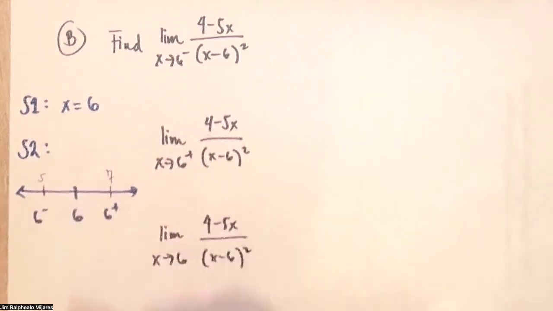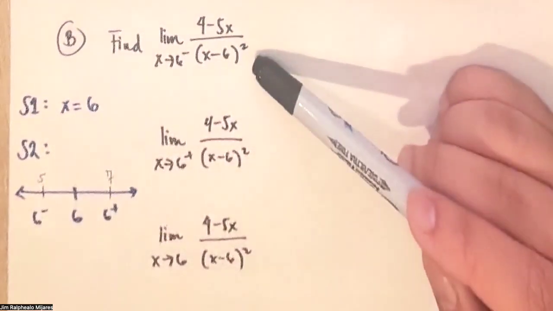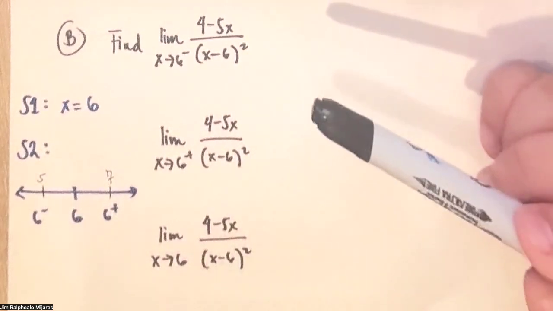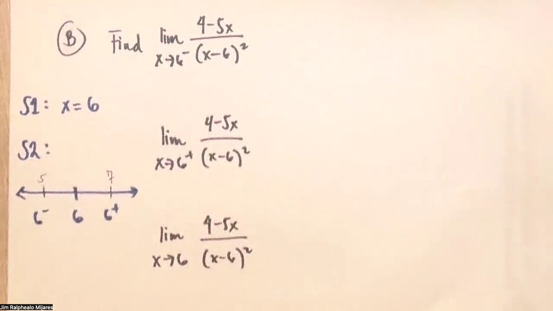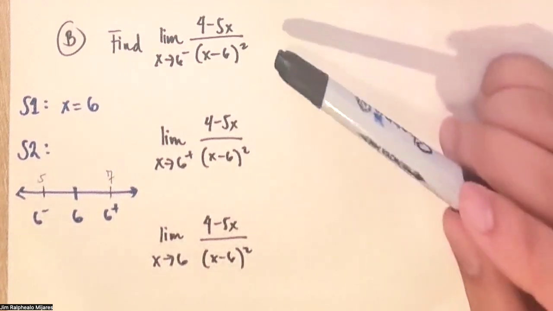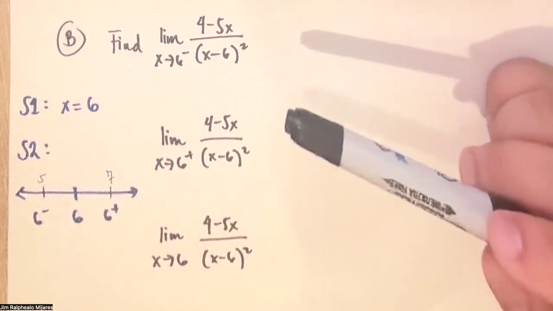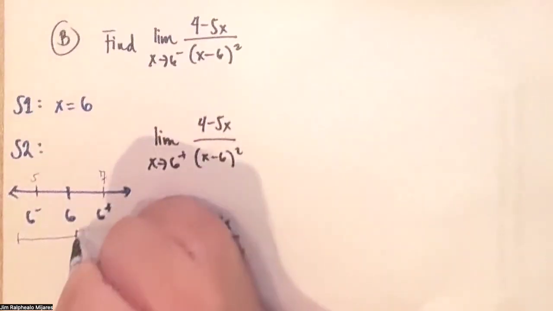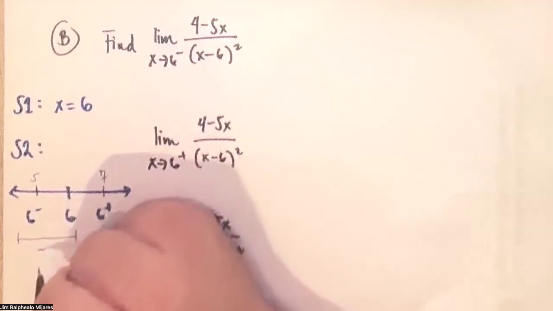Now, if you substitute 5, what do you get? The denominator will be 5 minus 6 quantity squared, so it's positive. Again, you don't care about the values. You care about the sign. But the numerator is 4 minus 5 times 5, so that's negative 21. So that's a negative number. So this right here is negative.